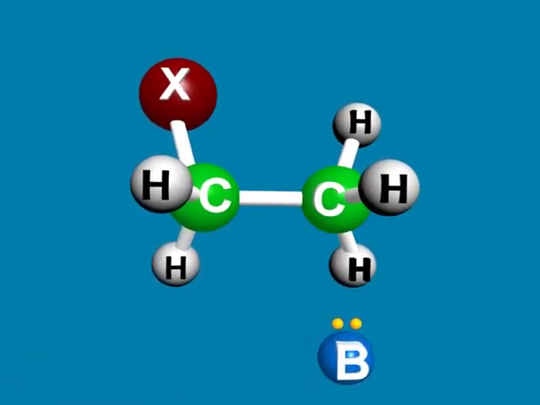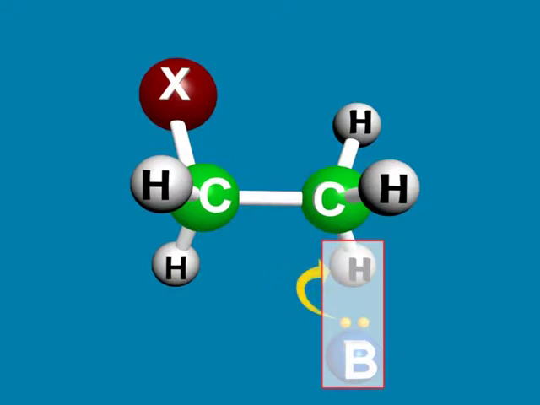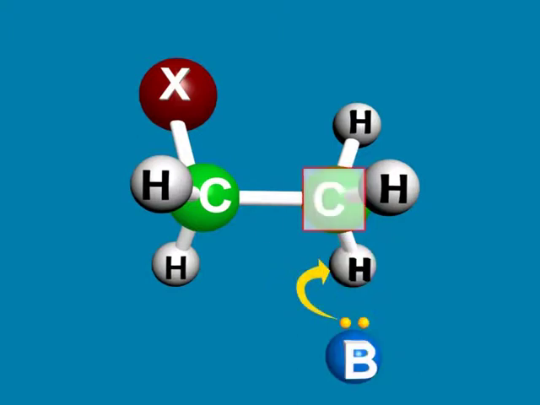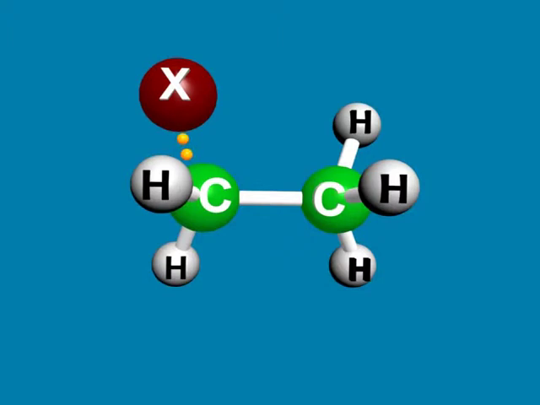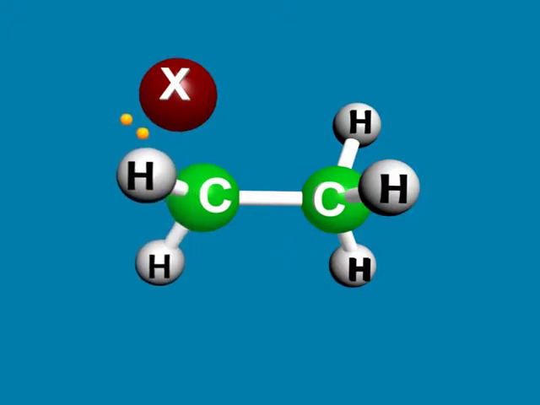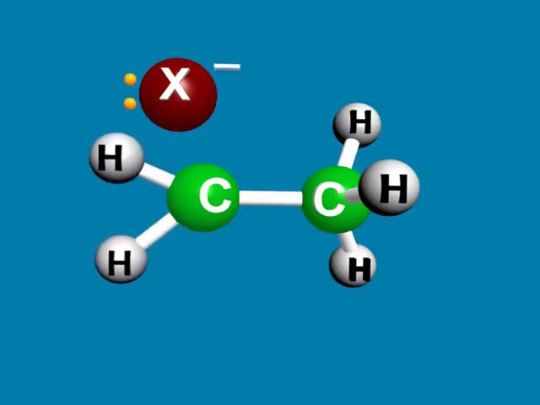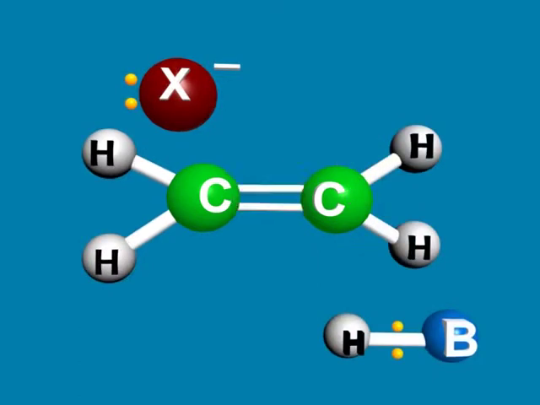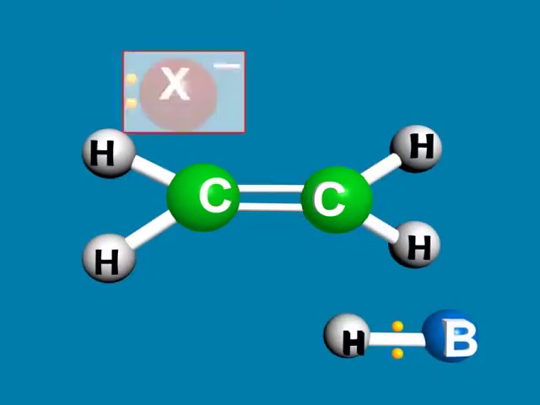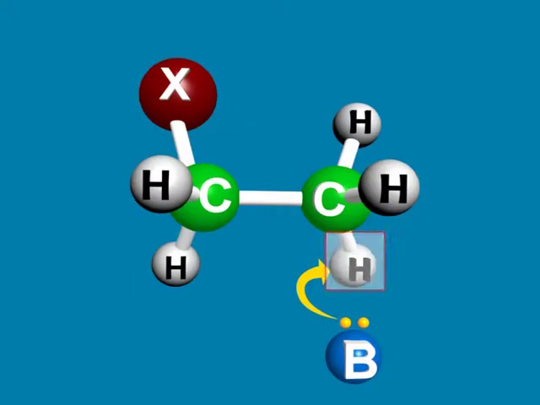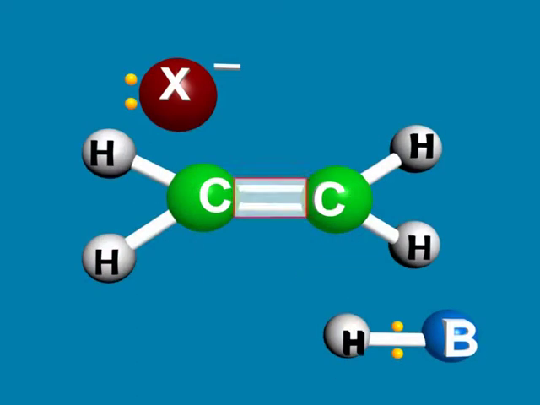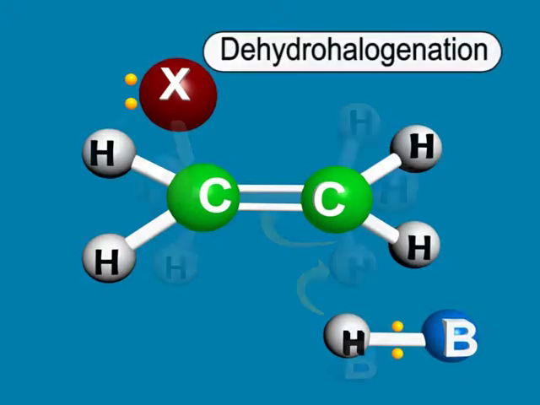This means that the base pulls a proton away from the carbon atom and simultaneously a halide ion departs. This elimination results in the formation of a double bond. This also means that the halogen takes its electron pair with it. Hydrogen leaves its electron pair behind to form the double bond. These are the electronic changes that happen during dehydrohalogenation.